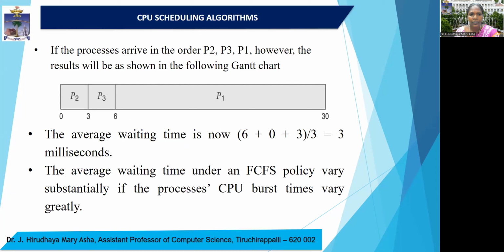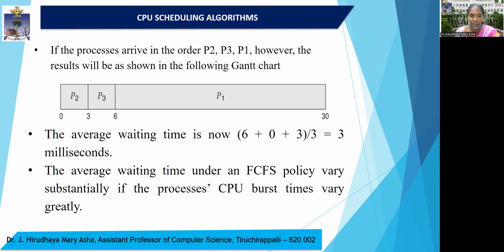If we shuffle these processes, because they are based on the FCFS policy, the first process to arrive will get the CPU. Here, if process P2 arrives first, P3 next, and P1 last, what will the Gantt chart show? At the 0th millisecond, P2 receives the CPU for its execution.